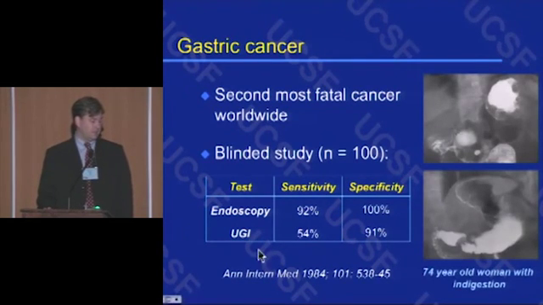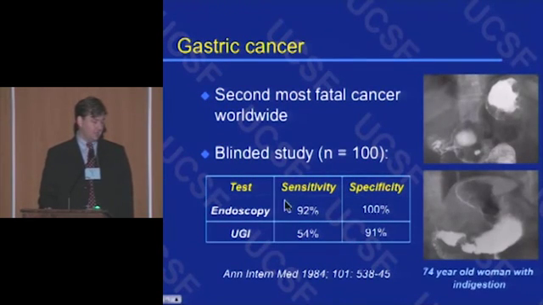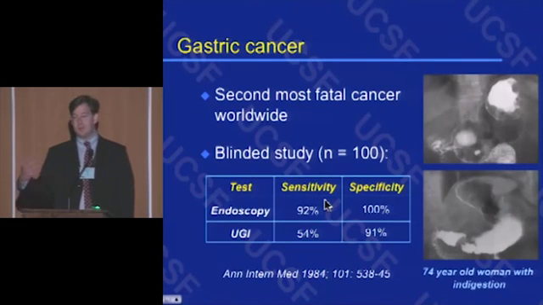Why do I put this number in here? Well, in a blinded study of 100 patients, we can clearly see endoscopy trumps upper GI. So why do we still do it? Well, a lot of times we do it as a stage. Endoscopy is more invasive. It takes longer to get scheduled.